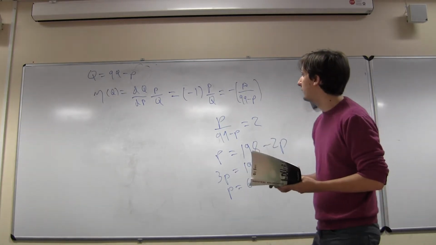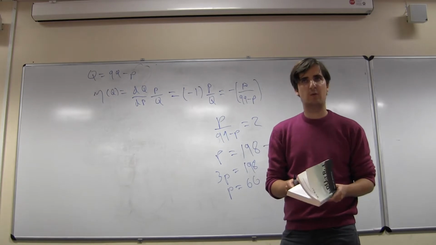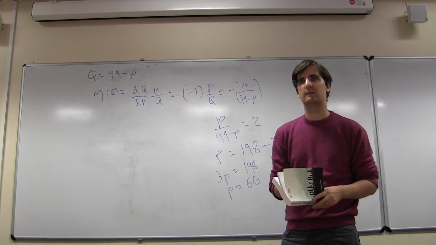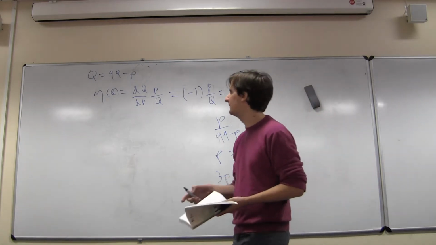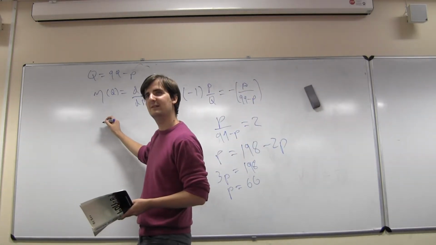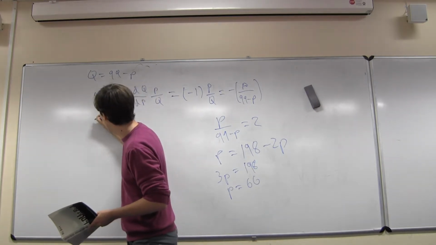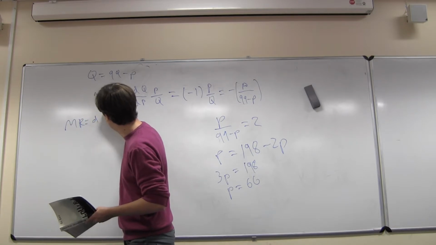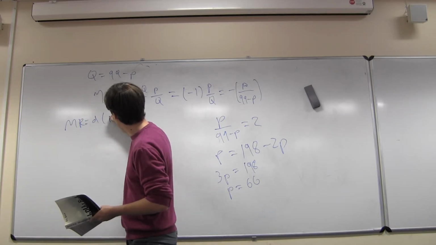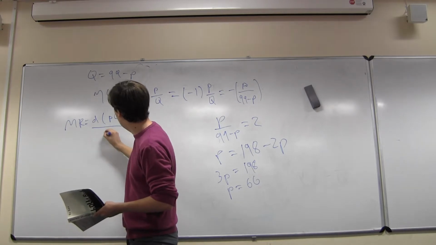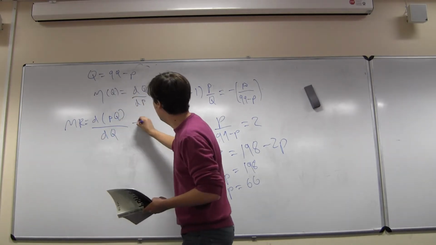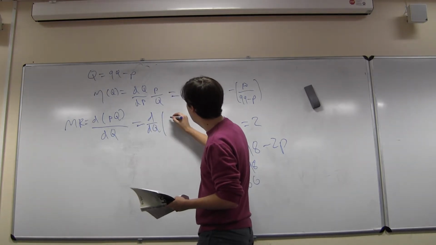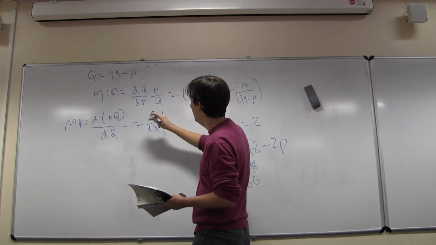Okay. So what's marginal revenue? What's the definition of marginal revenue? Differential total revenue. Okay, what's total revenue? Price times quantity. Okay. So marginal revenue is the derivative of price times quantity over quantity. So this is the derivative in terms of quantity of price times quantity.